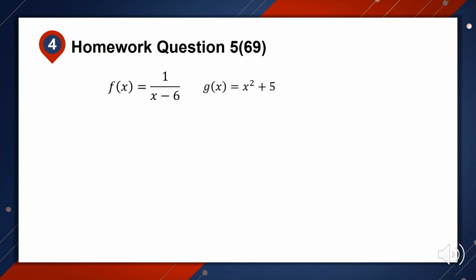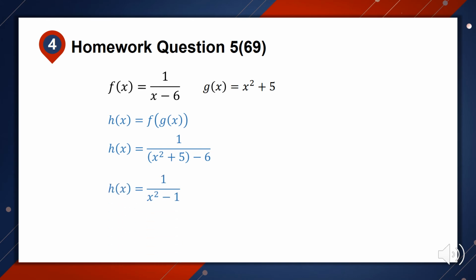The fifth question is f of x equal to 1 over x minus 6 and g of x is equal to x squared plus 5. h of x is equal to f of g of x, and h of x is equal to 1 over x squared plus 5 minus 6. So h of x is equal to 1 over x squared minus 1. So h of x is continuous everywhere except x is equal to negative 1 and x equal to 1.